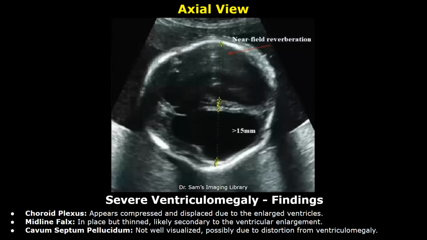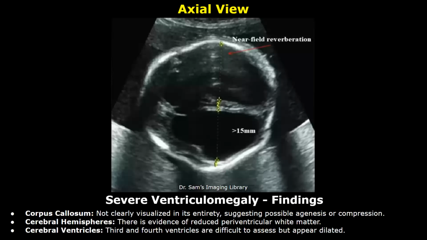Cavum septum pellucidum not well visualized, possibly due to distortion from ventriculomegaly. Corpus callosum not clearly visualized in its entirety, suggesting possible agenesis or compression. Cerebral hemispheres: there is evidence of reduced periventricular white matter. Cerebral ventricles: third and fourth ventricles are difficult to assess but appear dilated.